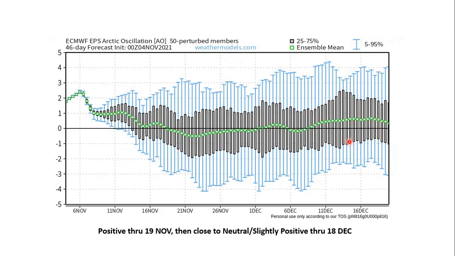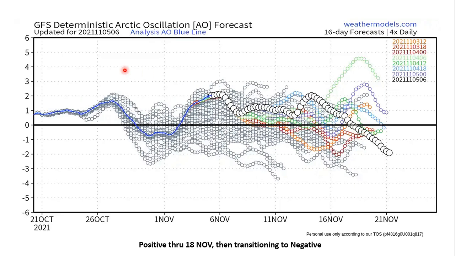GFS deterministic AO forecast, generally showing a slightly positive AO, remaining slightly positive through about the 18th of November. There's a little bit of an increase in magnitude here on the 15th, mid-month, but then back down. Now the GFS is one of those outlier models on today's runs that's showing a pretty significant drop-off to negative territory by 21 November. So that'd be something to watch.